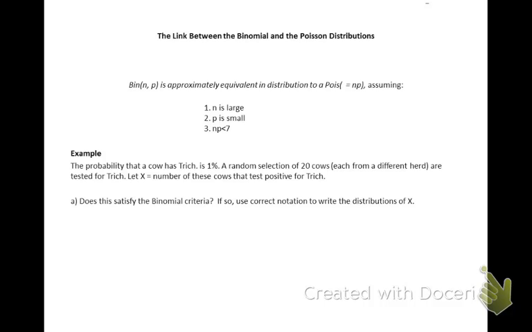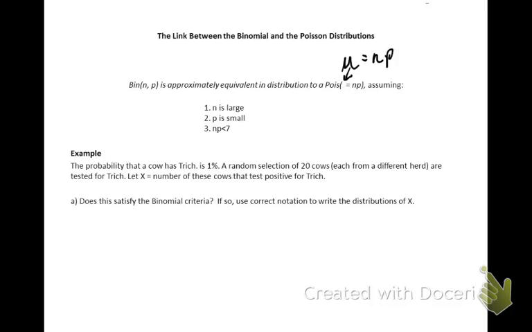Let's discuss the link between the binomial and the Poisson distribution. The binomial distribution with parameters n and p is approximately equivalent in distribution to Poisson when mu equals n times p. The symbol mu is supposed to go right here. This is true assuming that n is large, p is small, and n times p, the average, is less than 7.